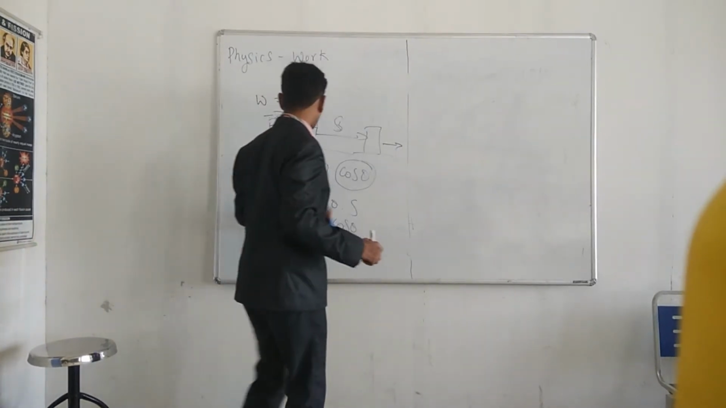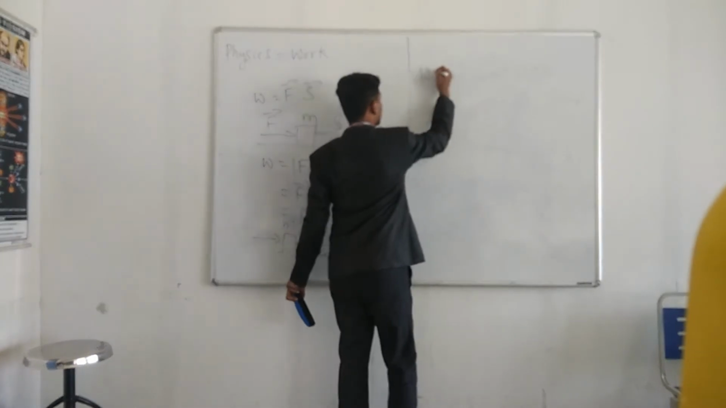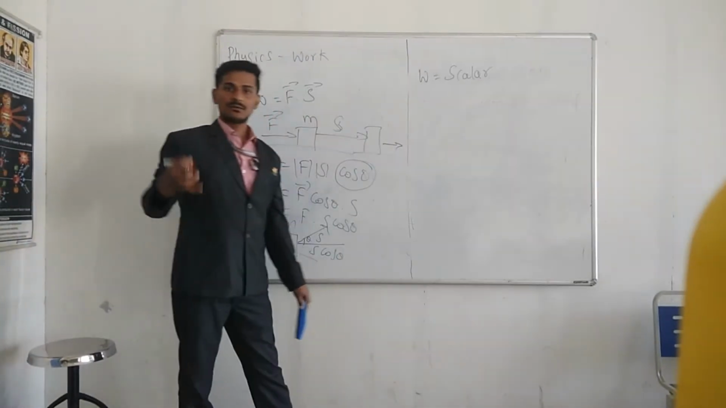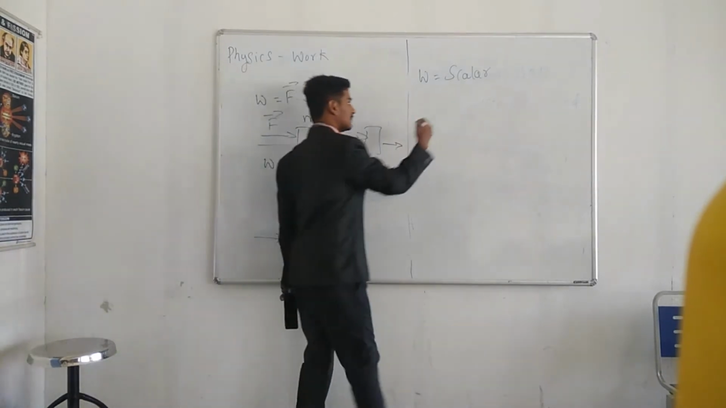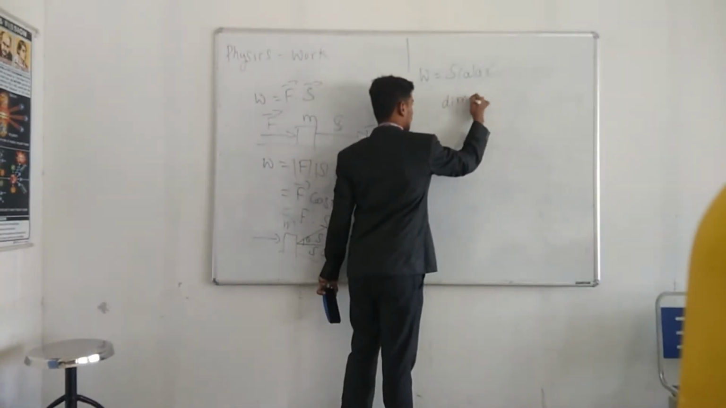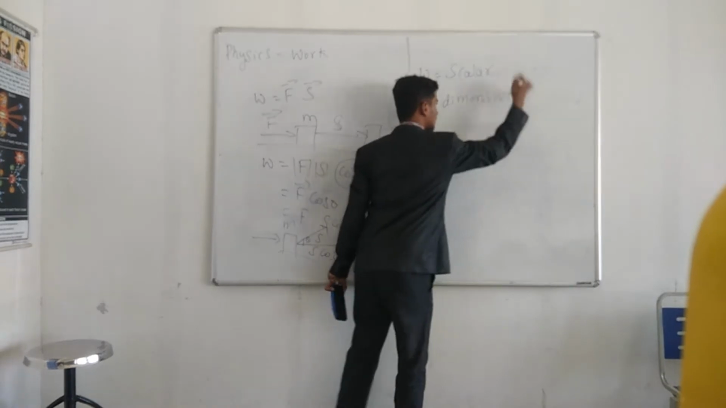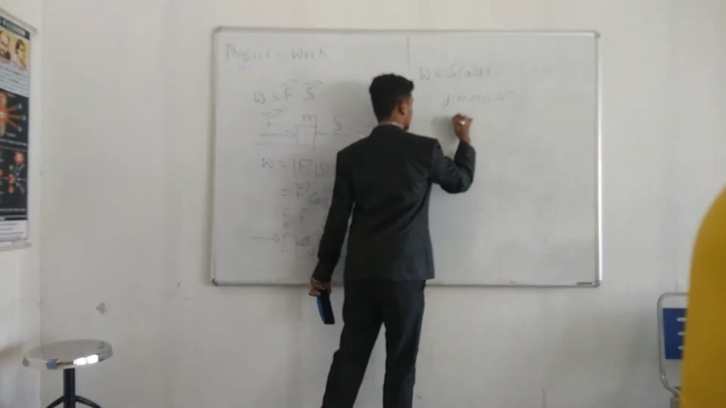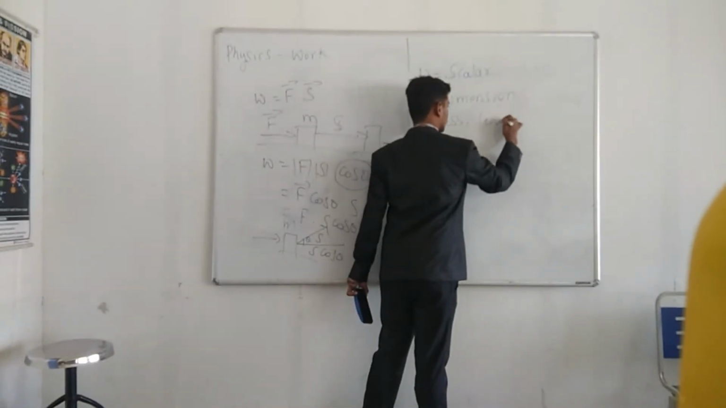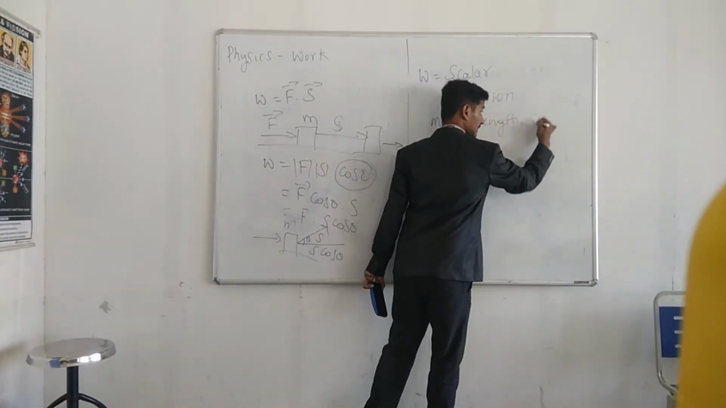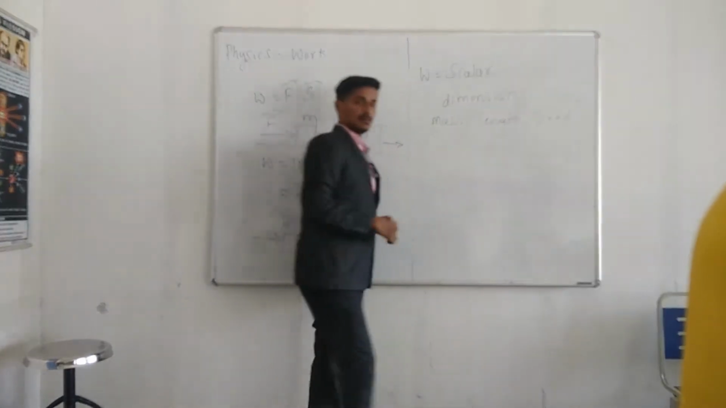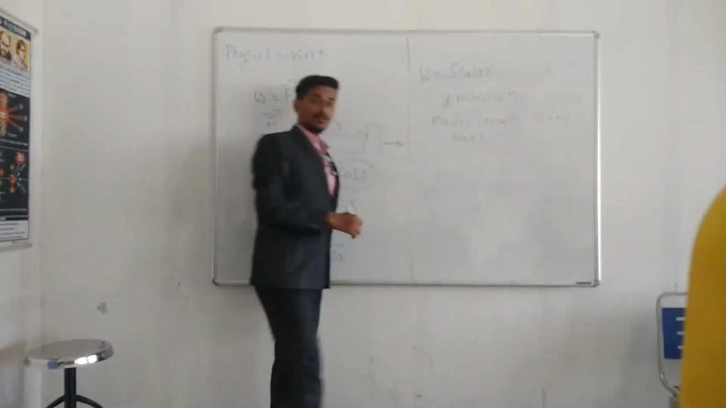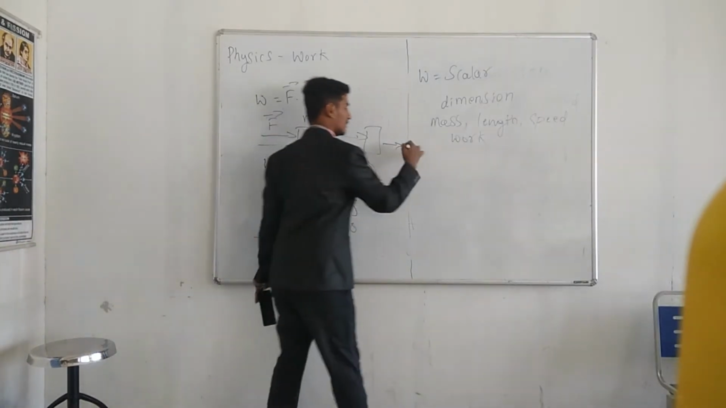Now you see here, this is basically a scalar. A scalar is nothing but a physical quantity which has only magnitude. We know a lot of examples of scalars: mass, length, and of course speed, and then work.